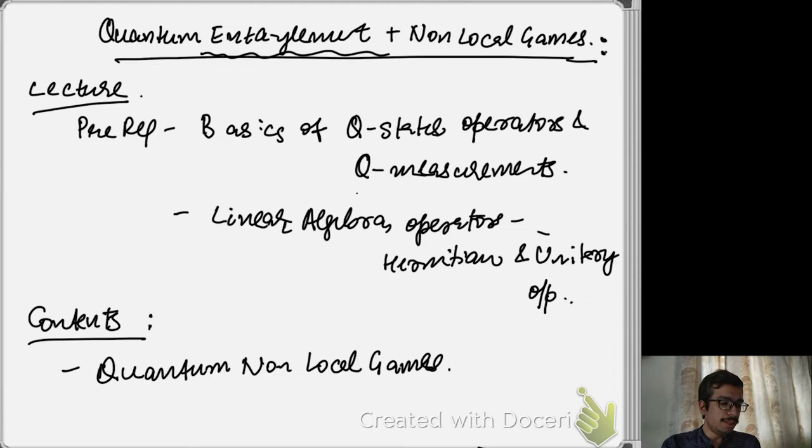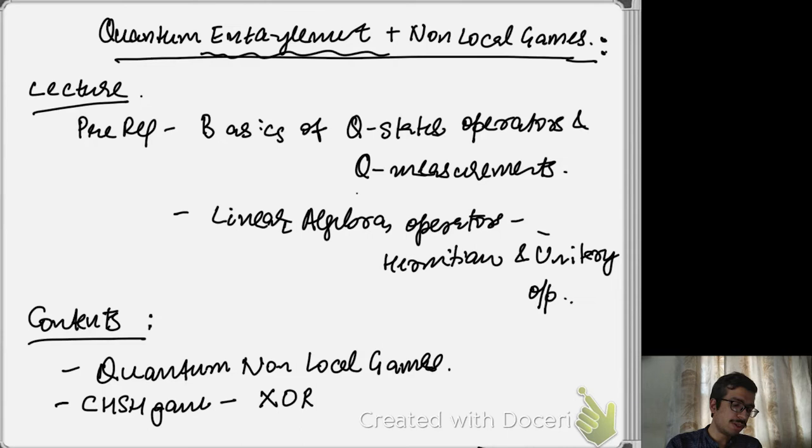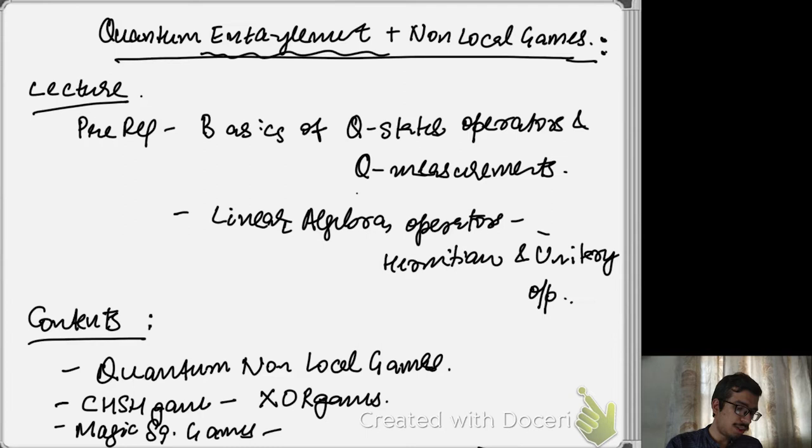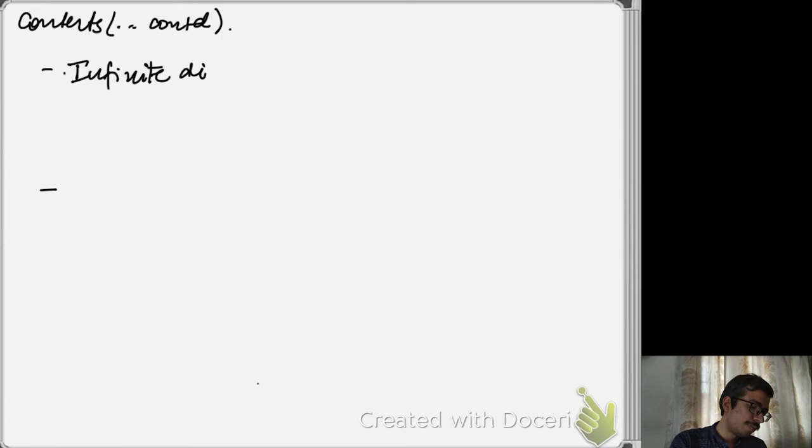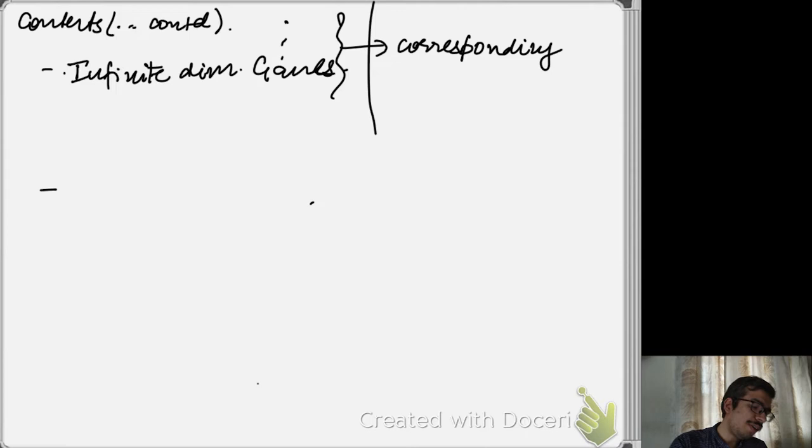So if you look at the subtopics, we look at CHSH game and its generalization, which happens to be XOR games. We will look at the magic square game and its generalization also, which is the BLS game. We will also look at infinite dimensional games, and for each of the games we'll also look at their corresponding optimality proofs as well. Okay, so we'll try to see what is the best a quantum algorithm can do in winning such a game.